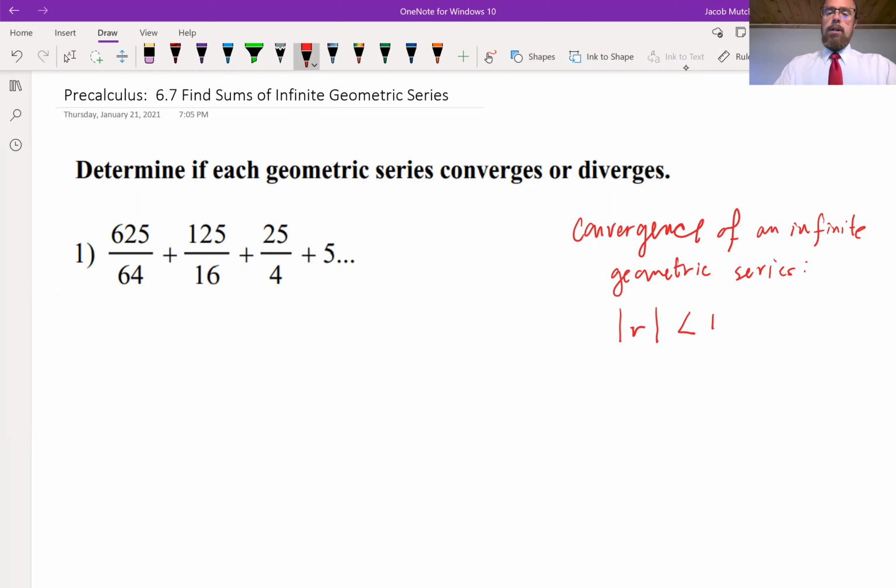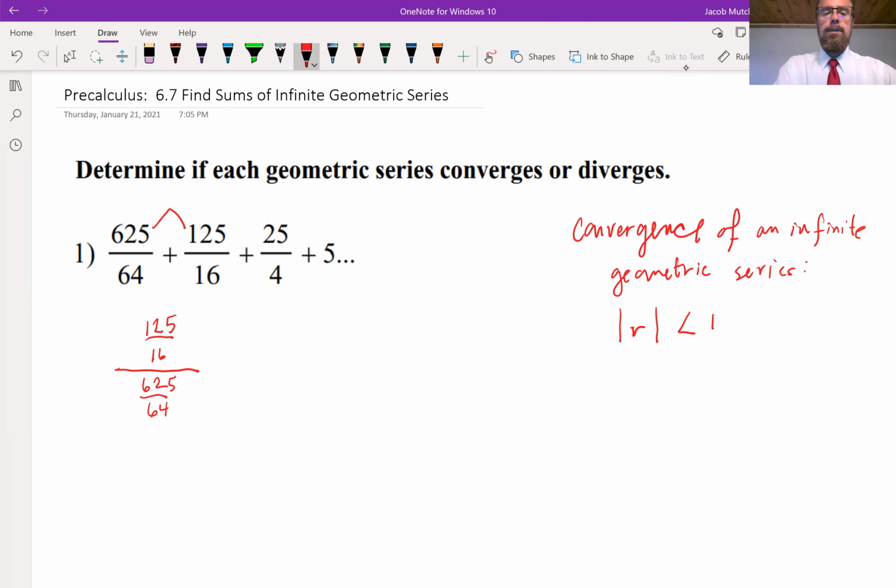So what we want to check for here is what's the R value. I'm going to take one pair, two terms here in the series, and find the common ratio. Remember, we just take the second term and divide it by the first. With fractions, it's a little tricky. I'm going to divide 125 over 16 by 625 over 64. Initially, that's hard to solve. I don't quite know how to evaluate that.